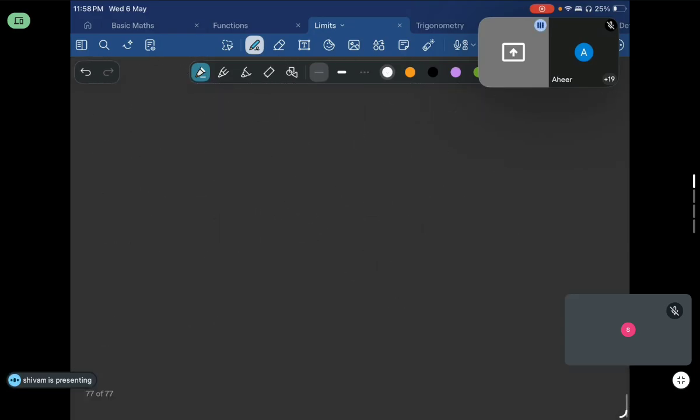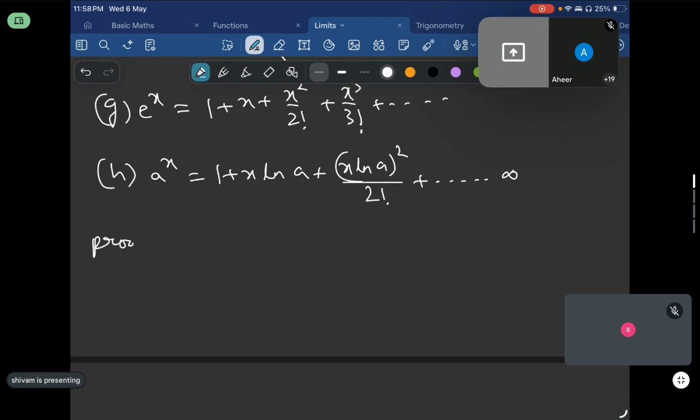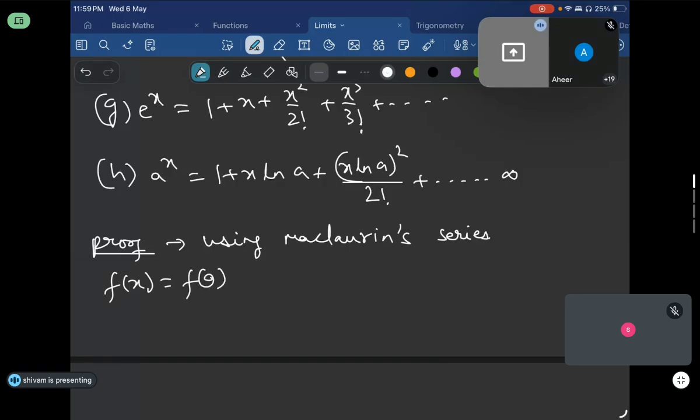Okay, proof can be done using Maclaurin series. If you want me to show the proof of any of the expansions, let me know, I'll expand it. Maclaurin series: f of x will be equal to f of 0 plus f dash 0 by 1 factorial into x plus f double dash 0 by 2 factorial into x square plus and so on, up to infinity.